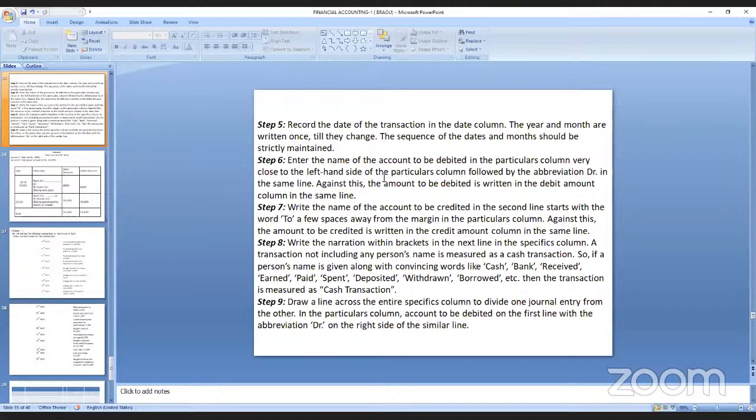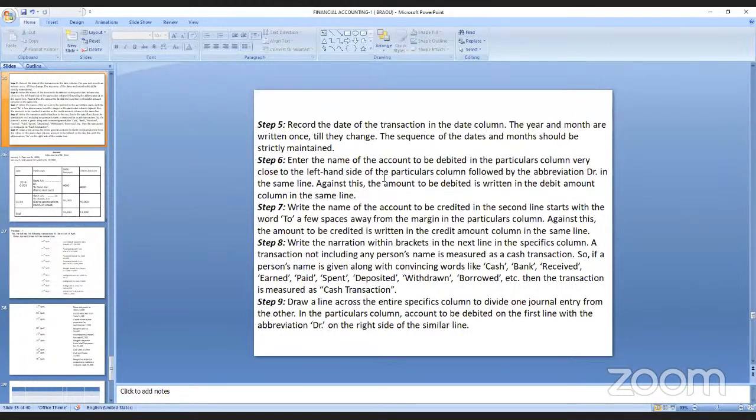Next, the fifth step is to record the date of the transaction in the date column. Without the date, if any problem comes, you will be referring to the date, so if you are not writing it, it becomes very problematic. When recording the date, you must also mention the year and month, written once until they change. There should also be a strict sequence of dates and months. If it is 4, the next is 5, 6, like that, you have to maintain the sequence.